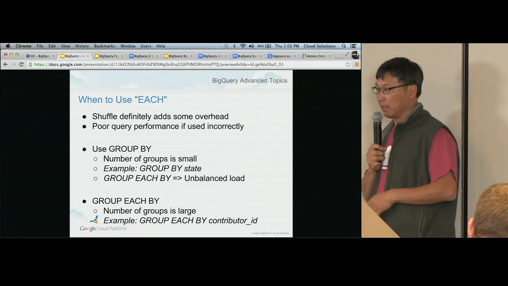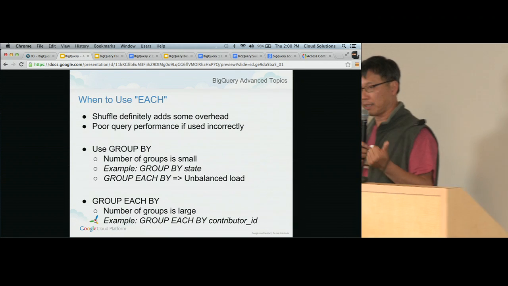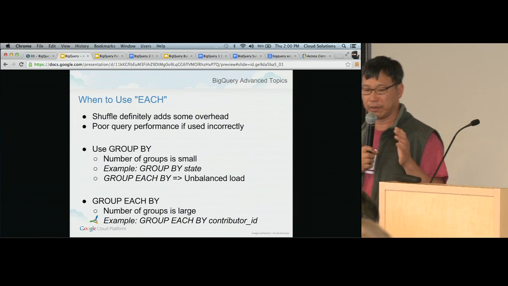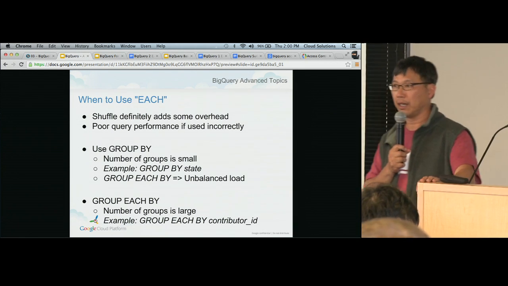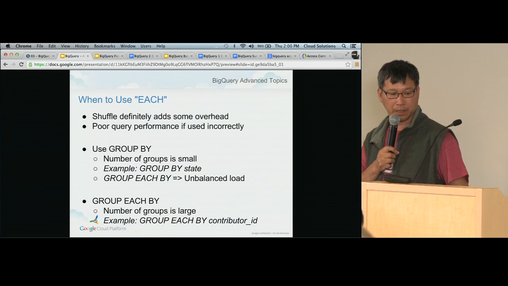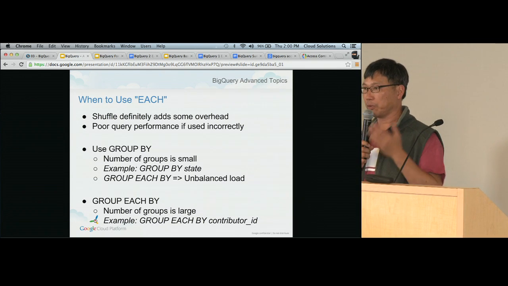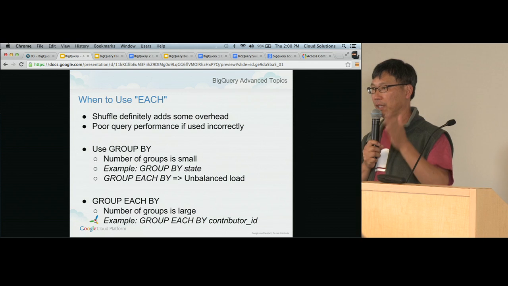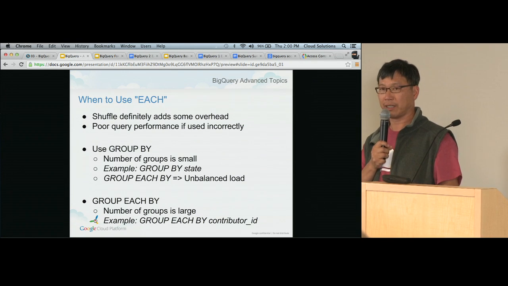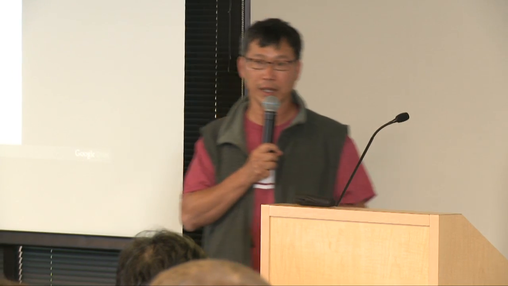Going back to the first example, imagine if you run that query with a group each by, because we know we only have 50 states, right? If we just hash on 50 states, at most you will have only 50 nodes processing your data. So it's going to be much slower than if you just say group by, because with group by you can have a lot more than 50 nodes.